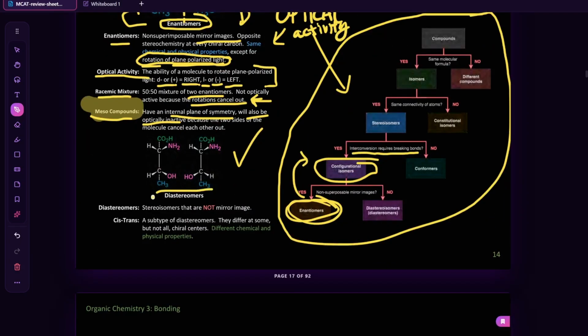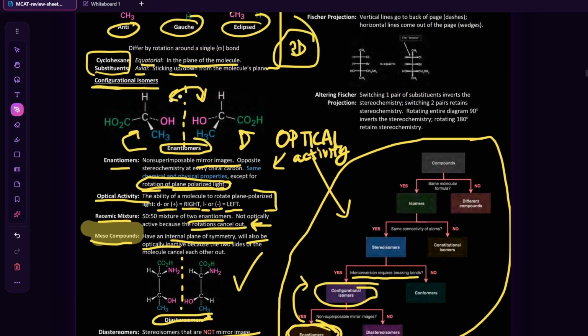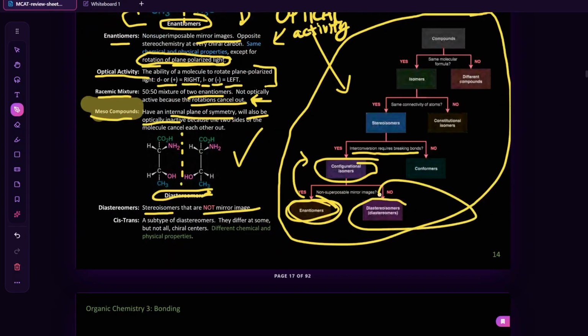And for diastereomers, they're stereoisomers that are not mirror images. So if I try to mirror them, it wouldn't work. This should have been flipped over, right? These can flip over. They're mirror images. Diastereomers over here are still configurational isomers though, but now they are not superimposable mirror images.